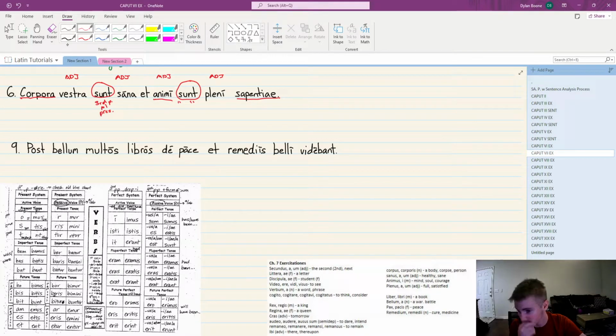Now, that's not true for an -a with a third declension noun, but we don't have any third declension nouns in the sentence. So this is an easy one. If they end the same, they likely agree in gender, number, case. So what do we have? Well, we have vestra with corpora, sana with corpora, plenti with animi. So now we've already identified where our noun-adjective agreements are in the sentence, and there are several.